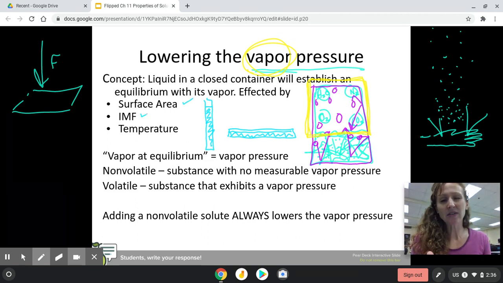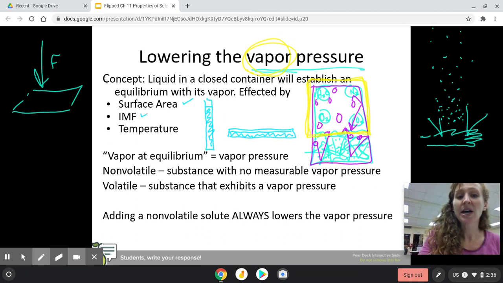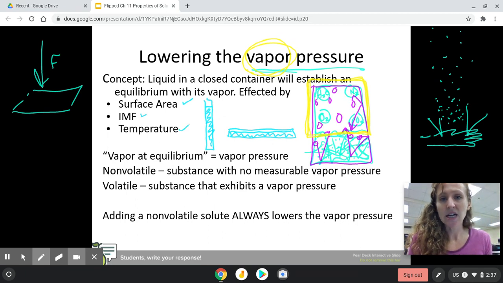Intermolecular force, which we haven't talked about, but that's what I was just saying, like water versus mercury: what the molecule is itself and its attraction to itself is going to affect how much vapor pressure is established. And then temperature, of course, is going to make a difference. If you take a glass of water on your kitchen counter, it's going to establish a vapor pressure. If you put that glass of water in the microwave, which you shouldn't do if it's closed, but if you did and somehow it didn't explode, there would be a different vapor pressure inside of that glass because the temperature is higher. So temperature has an effect on vapor pressure also.